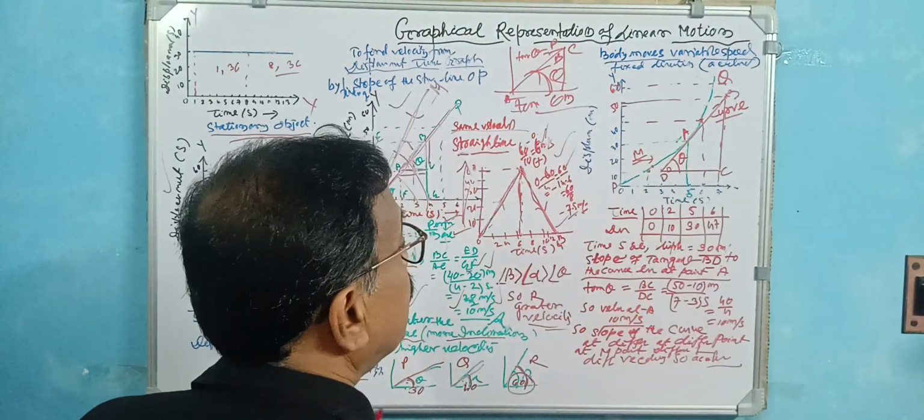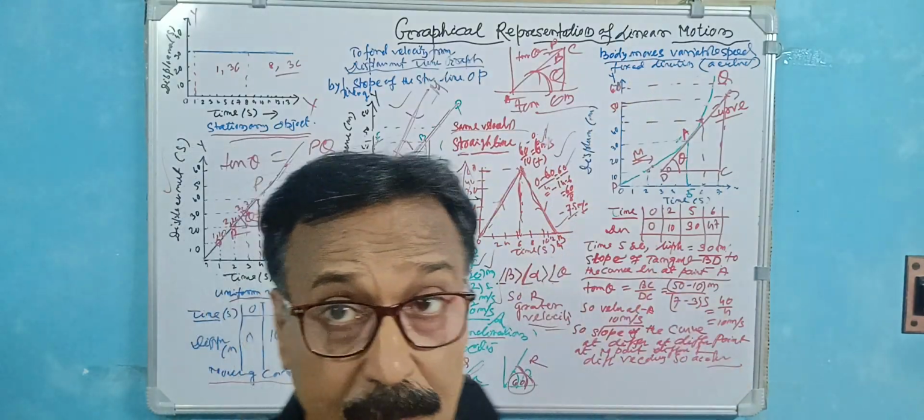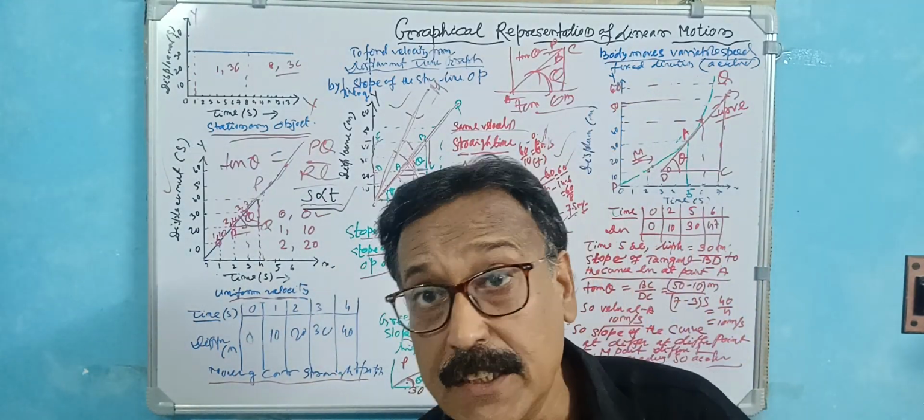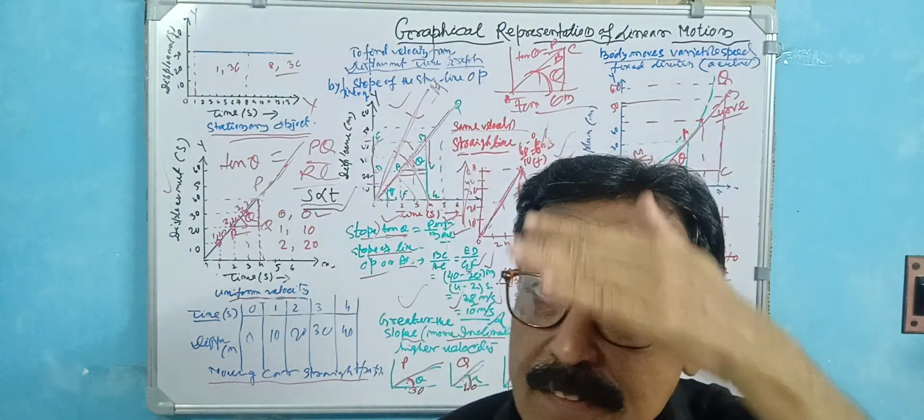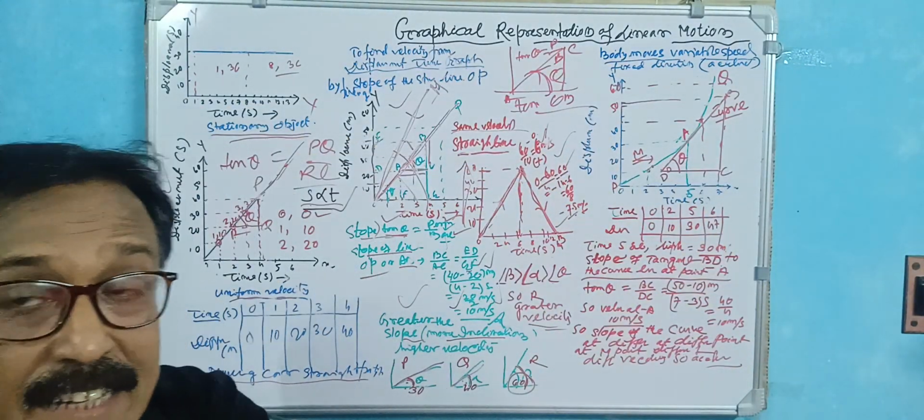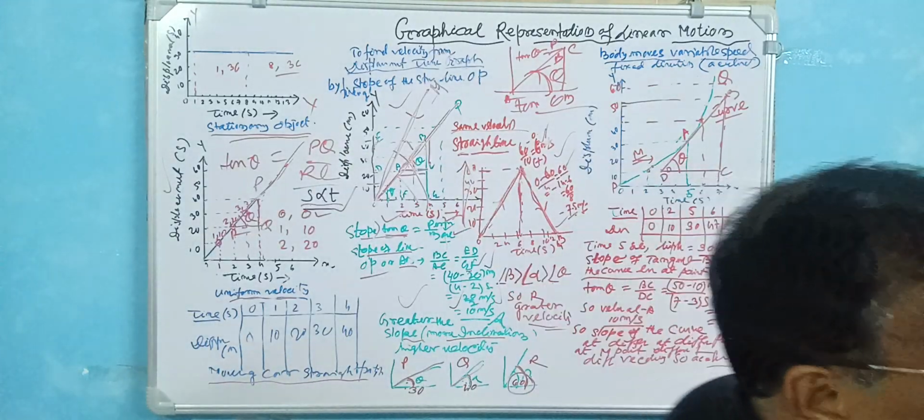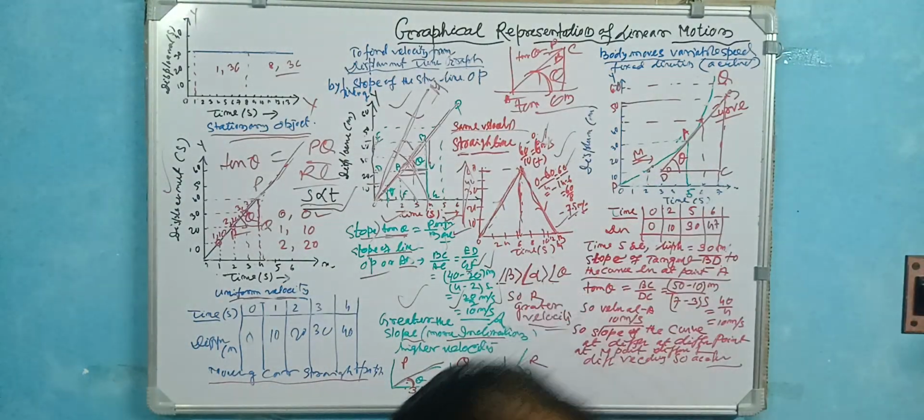Now if this is a straight line, that means the velocity does not change. But when the velocity changes, that is a variable velocity, that means there is acceleration, then the graph is different. It's not a straight line.